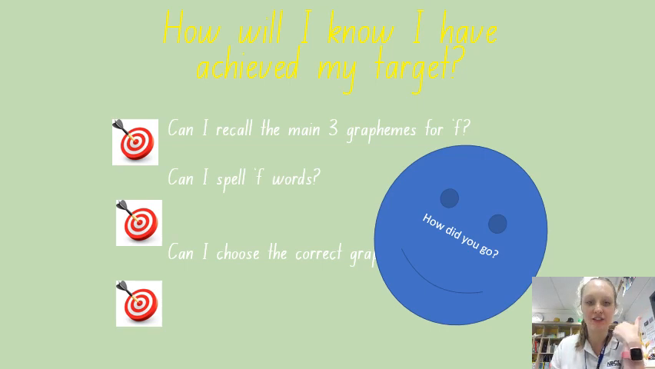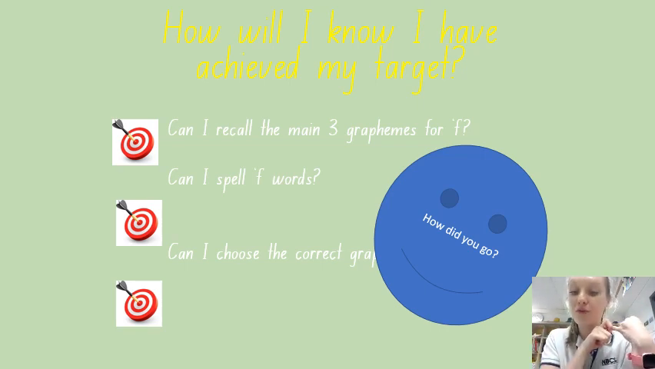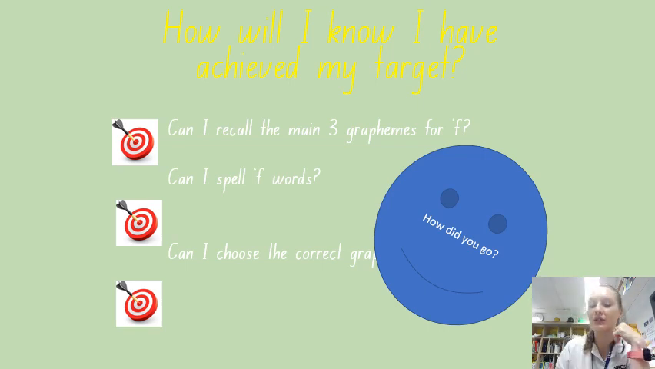All right, how did you guys go today? Could you remember the 3 graphemes for F? Sorry. Could you spell words? And can you choose the correct grapheme when writing a word? It's really tricky. I found it one of the trickiest phonemes to learn because it mainly can happen anywhere except for double F. We know that most of the time it happens after a short vowel. So that's an easy rule to remember. The other ones, you just kind of have to keep practicing.